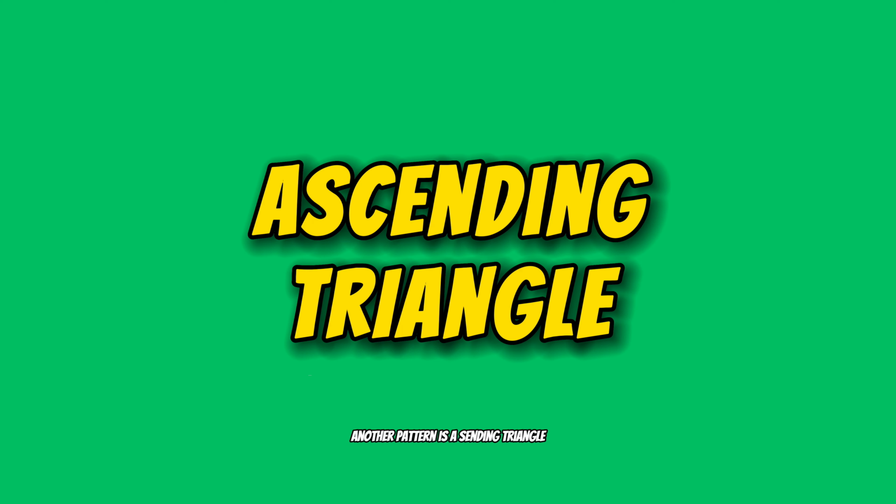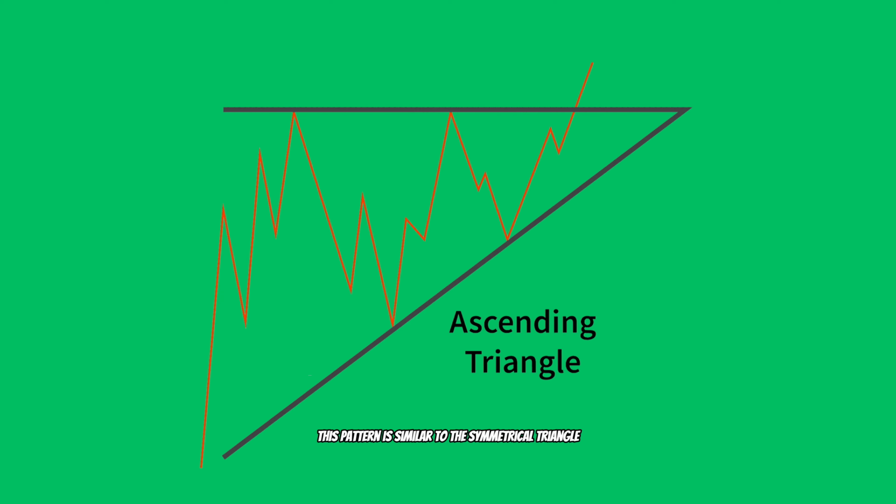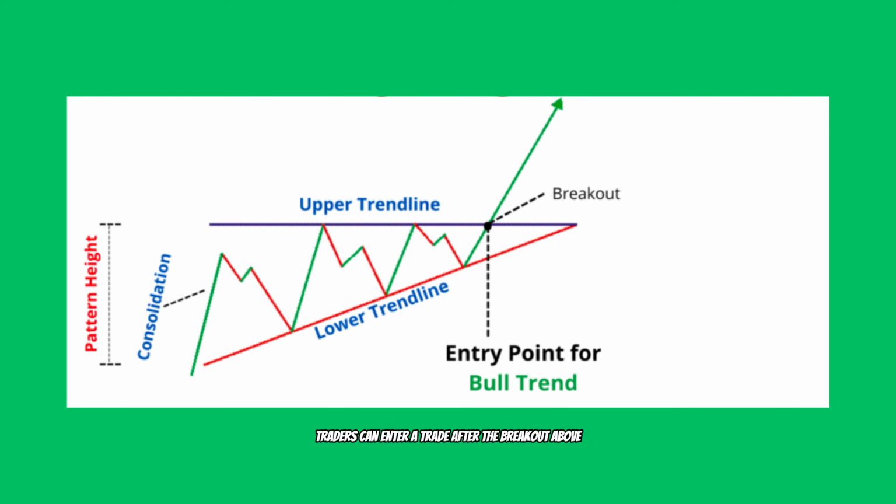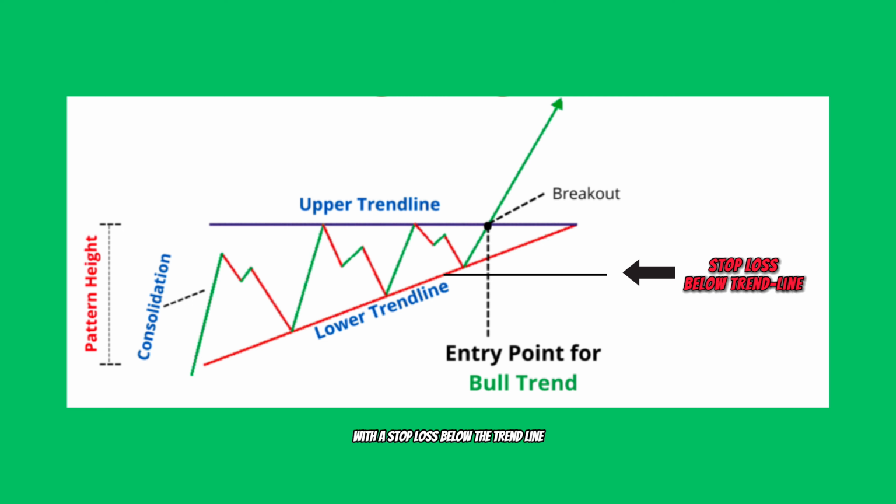Another pattern is ascending triangle. This pattern is similar to the symmetrical triangle, but with one trend line being steeper than the other. This suggests that one side of the market is stronger than the other, and a breakout in that direction is more likely. For ascending triangles, traders can enter a trade after the breakout above with a stop loss below the trend line and a take profit level based on the height of the pattern.